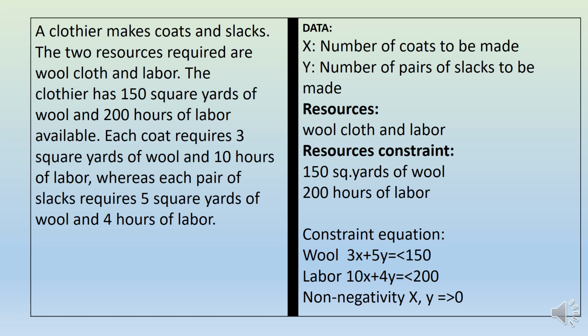The two resources required are wool cloth and labor. So they are the two resources he's looking for. When we talk about the resources, obviously these resources will be in constraints: wool cloth and labor.